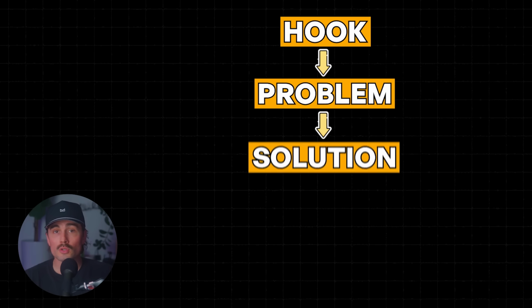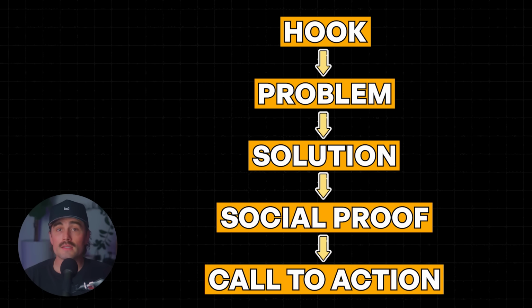Most dropshipping ads follow a similar structure. Hook, problem, solution, social proof, call to action. It's not magic, it's structure. And if you can generate structured ad concepts quickly, your team can test more ideas across more products, more angles, and more audiences. That's where AI tools started becoming really useful.